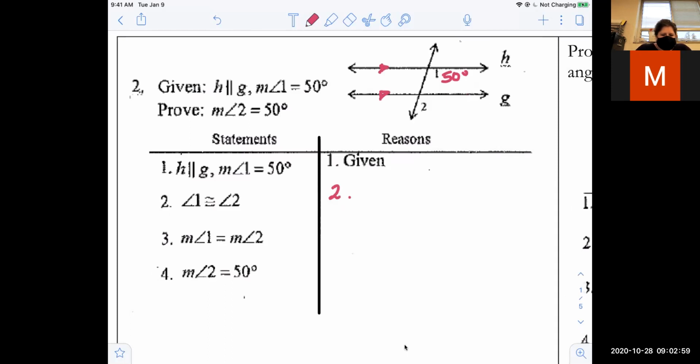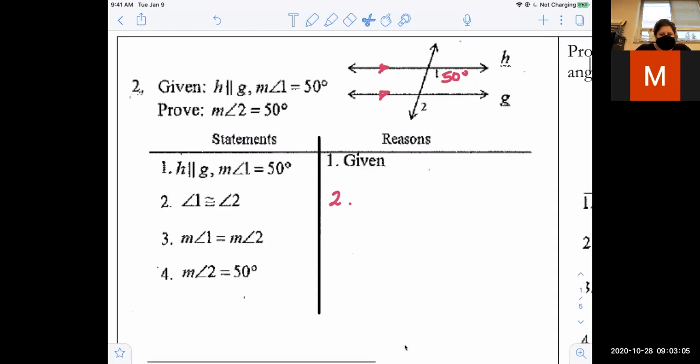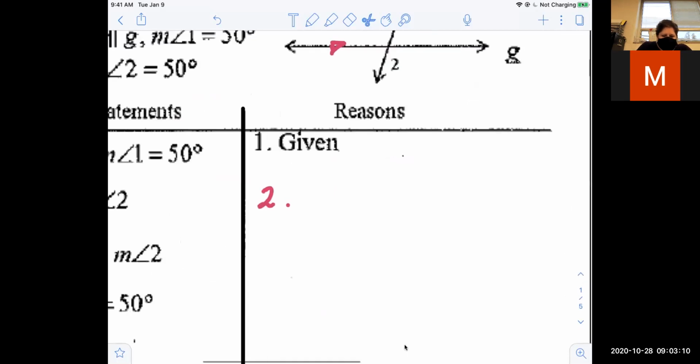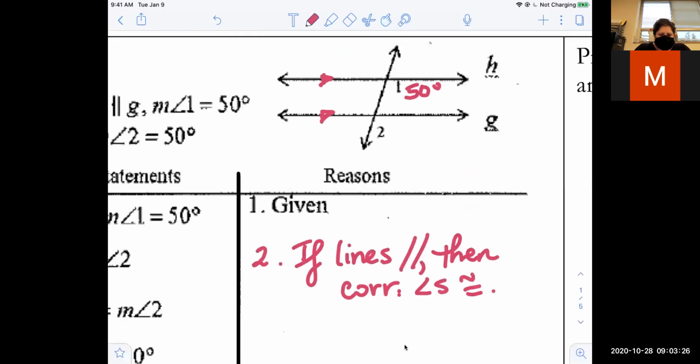Okay, what is the reason that angle 1 is congruent to angle 2? What is the reason for the second step? Jake? If lines are parallel, then corresponding angles are congruent. Okay, so that means we know that angle 1 and angle 2 are congruent.